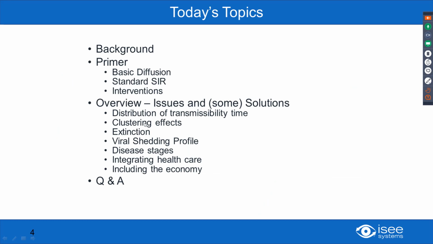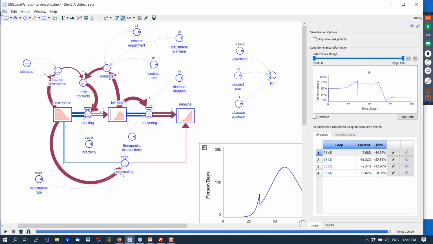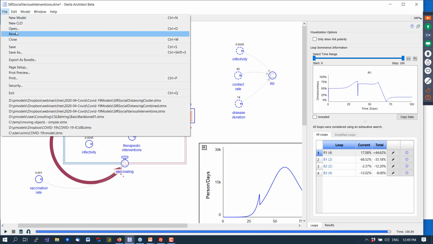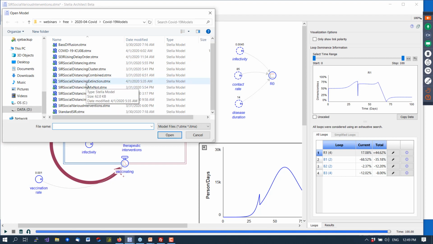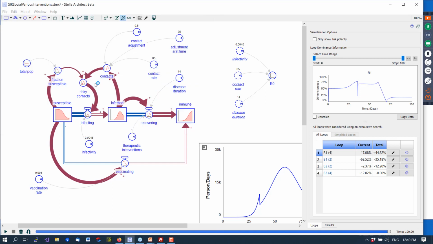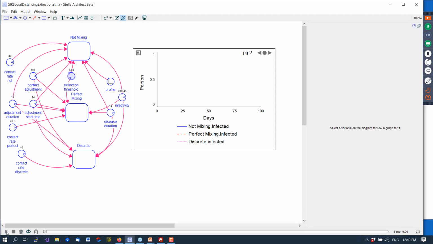I'm going to say just a word on extinction. So all of these models are available. I didn't have as much time as I thought I would, or I didn't talk as quickly as I thought I would. But I do want to look very briefly at extinction. So extinction is a model that has a not mixing, a perfect mixing, and a discrete variant of it.